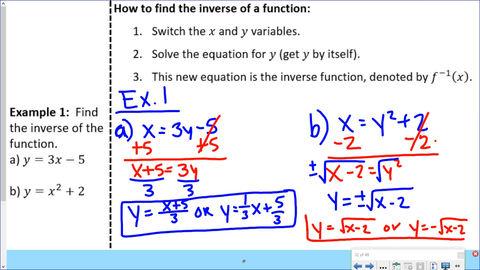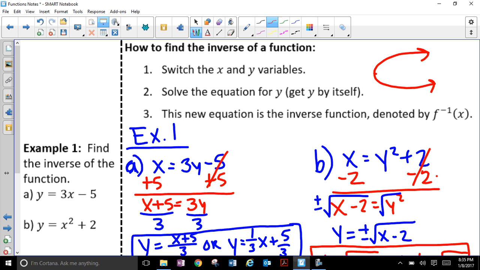You need to write both of those down as your answer. But each of these by themselves are functions, because if I were to graph y equals plus or minus radical x minus 2, I would get a sideways U. And this sideways U does not pass the vertical line test to say it's a function. Okay, but the square root of x minus 2 is going to be half of this parabola.